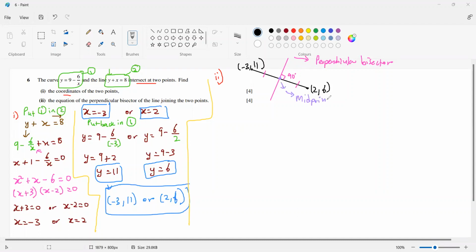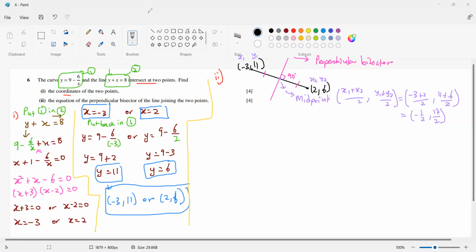Since it's a midpoint, let's think about the midpoint formula. This is x1, y1, and this we call x2, y2. It's just the average of the x coordinates, followed by the average of the y coordinates. Let's substitute and calculate that. So negative 3 plus 2 over 2, 11 plus 6 over 2. So this becomes negative 1 over 2, and this is 17 over 2. This is how we calculate the midpoint, the point which lies on the perpendicular bisector.